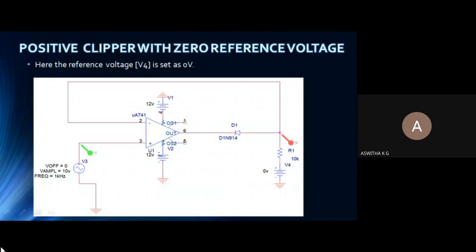Now let us see the positive clipper with zero reference voltage. This is the circuit. Here an op-amp and a diode are used. A sinusoidal signal is passed as the input at the non-inverting terminal of the op-amp. Here V4 is the reference voltage. It is set as 0 volt.